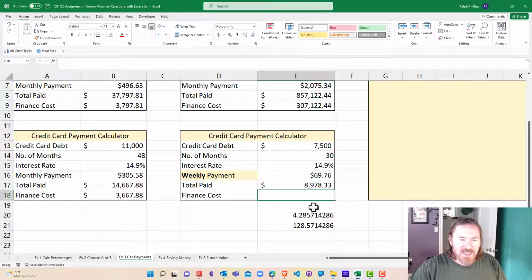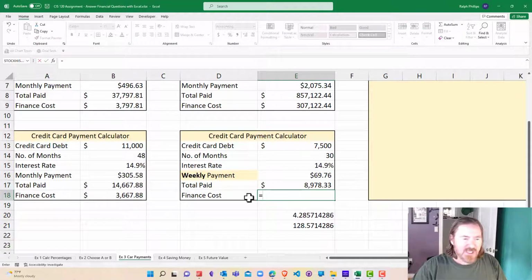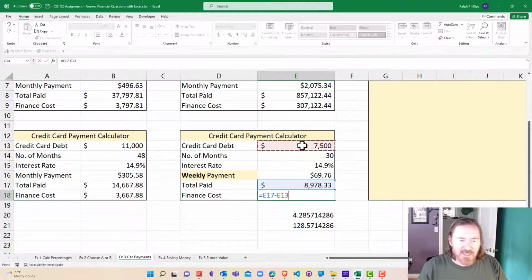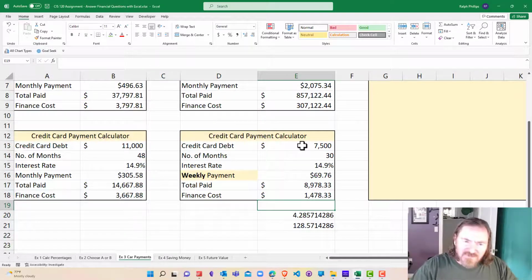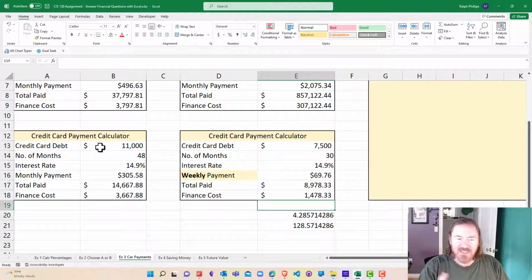There's my total paid, and my finance cost will be equal to my total paid minus my credit card debt. There we go. So there's the weekly scenario. Now I'm actually kind of curious. We've got our credit card debt over here that we're going to pay off monthly. Let's compare a monthly payoff to a weekly payoff.